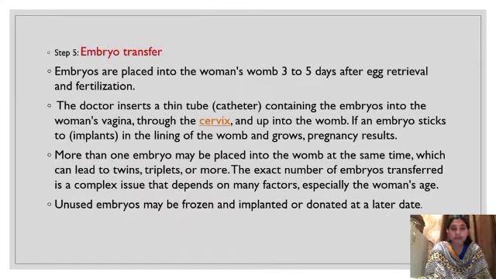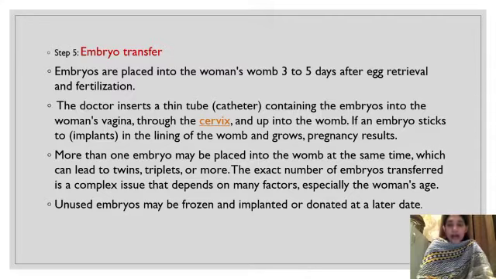The last step is the embryo transfer. The embryo will be placed into the woman's womb 3 to 5 days after the fertilization. The doctor inserts the embryo with the help of a catheter into the womb of the woman, and the embryo will implant itself into the lining of the womb, or the uterus, and the pregnancy will result from there.